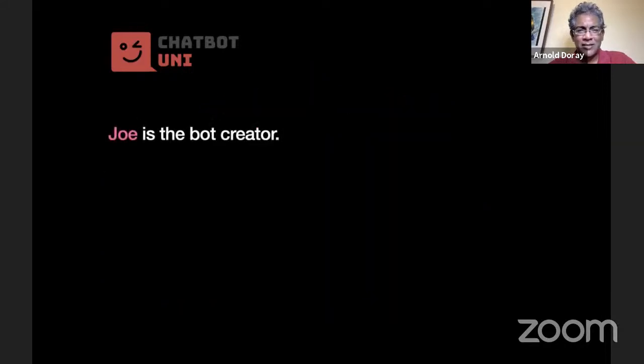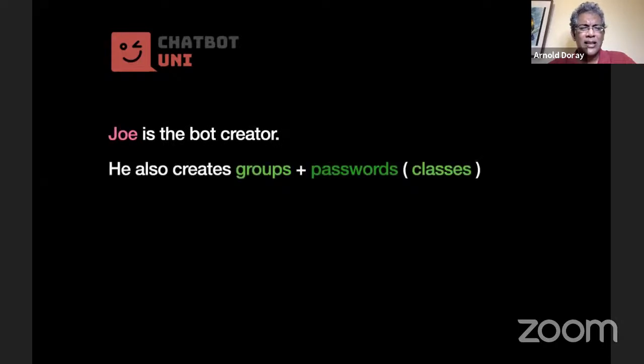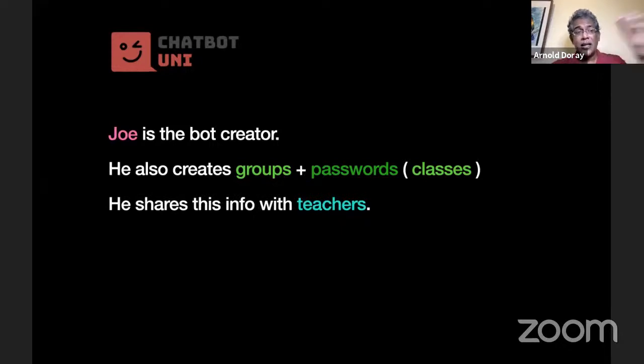So let's just recap. Joe is the chatbot creator. He needs to create groups or classes with their passwords. Each group has a password associated with it. Okay, and these passwords are obviously secret, but he shares the group and password with the teachers. So if a teacher is teaching a few classes, then he might share the passwords for those classes with that teacher.